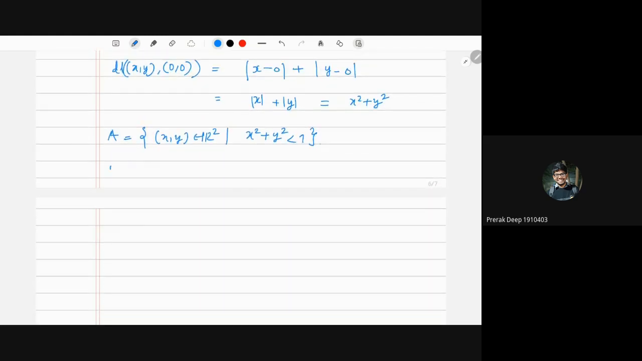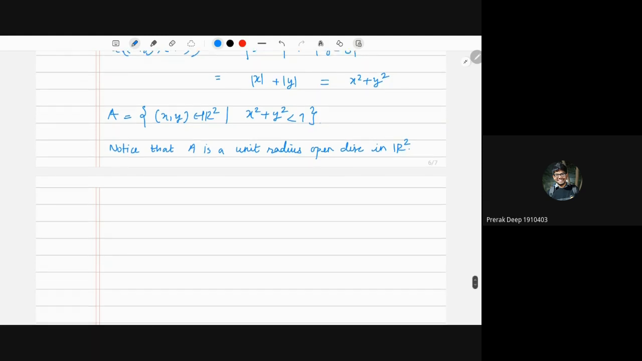So notice that A is a unit radius open disk in R2. Okay, unit radius open disk centered at origin in R2. Okay, so now what will be the closure? So the closure of this will be the set of all points. Basically, the boundary of the disk will be added to this set. So the closure will be x square plus y square is equal to 1. So the circle will be the boundary.